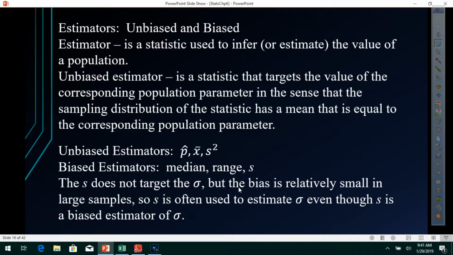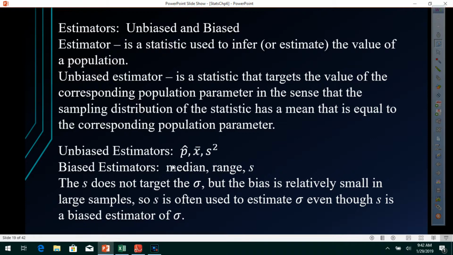All right, now we need to know this because most times we don't really know what the true mean is, what the true proportion is, what the true variance is, or standard deviation. Okay, so we try to use unbiased estimators, such as p hat, the sample proportion, x bar, the mean, and s squared, the sample variance.